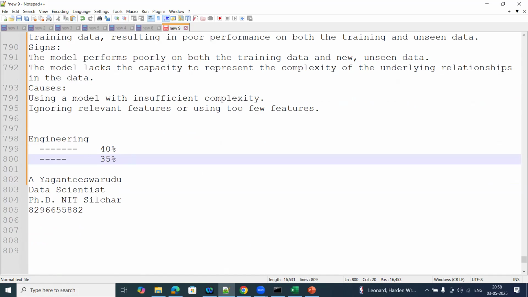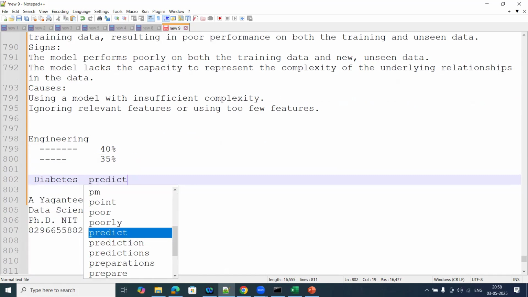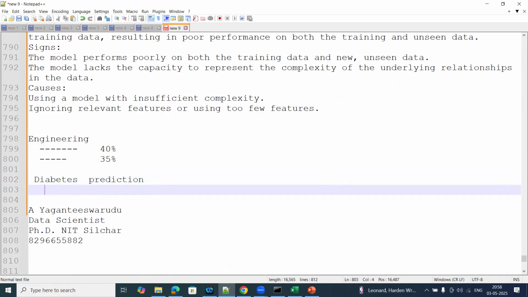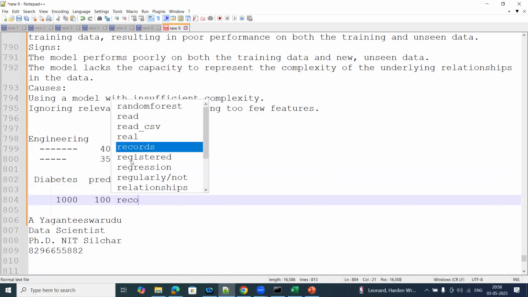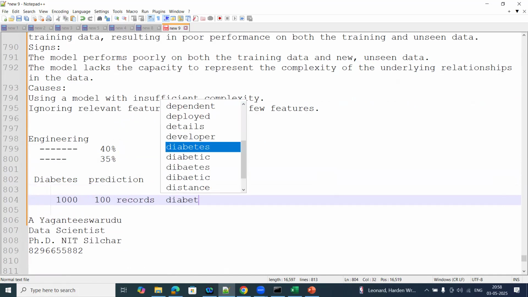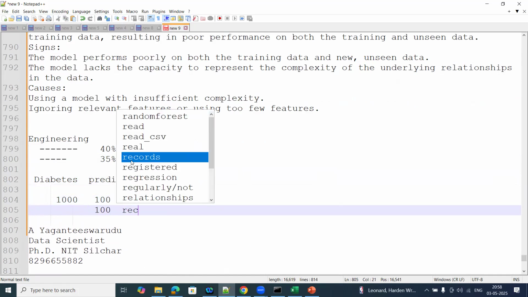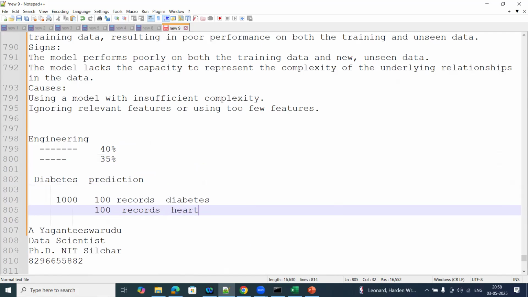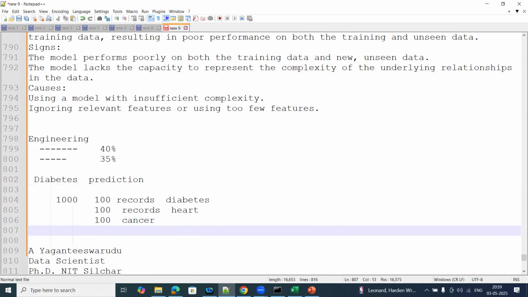Let us assume your data is too clumsy. You wanted to do diabetes prediction, but by mistake, something happened in your data set. Out of 1,000 records, let us say some 100 records are diabetes records, some 100 records are heart disease records, and some 100 records are cancer disease records. Means your data set is completely clumsy, with irrelevant features or irrelevant data, but you are trying to predict diabetes.